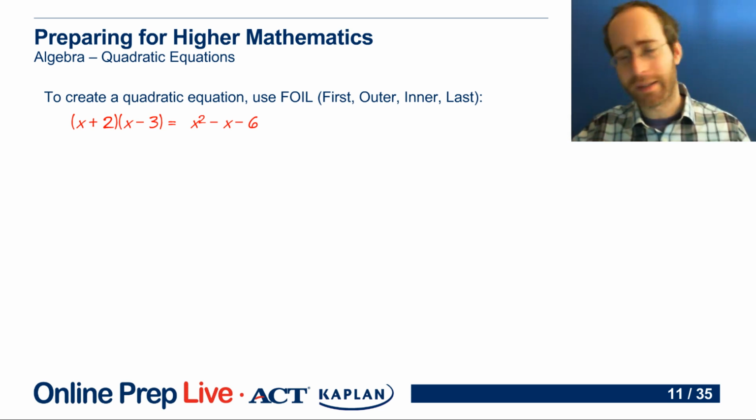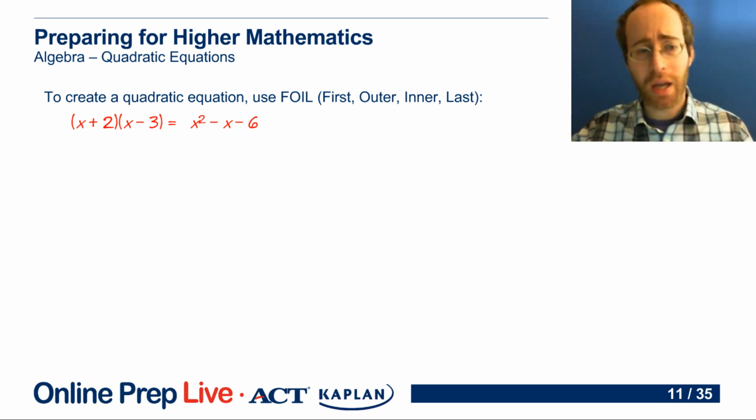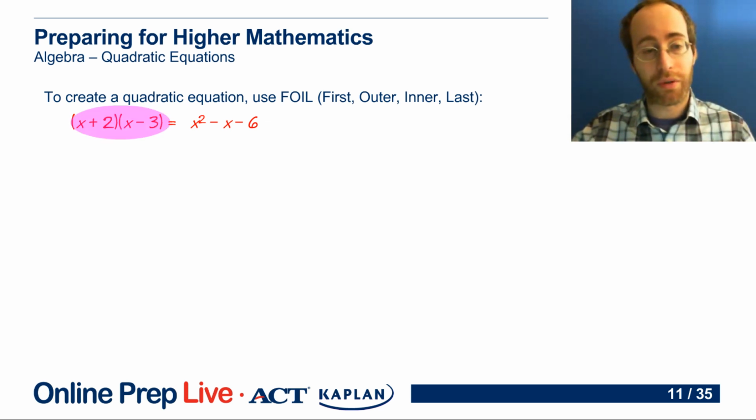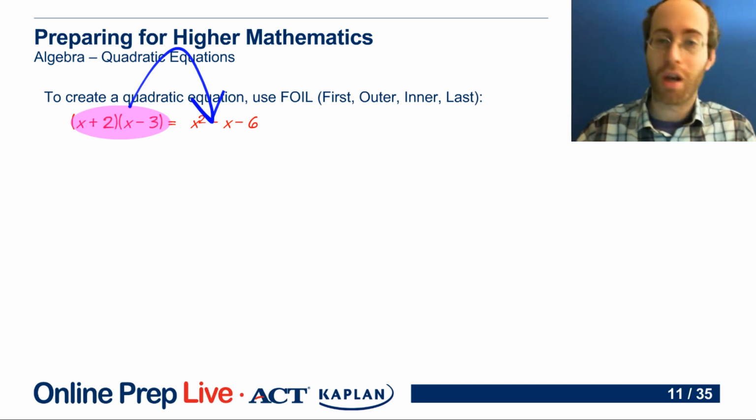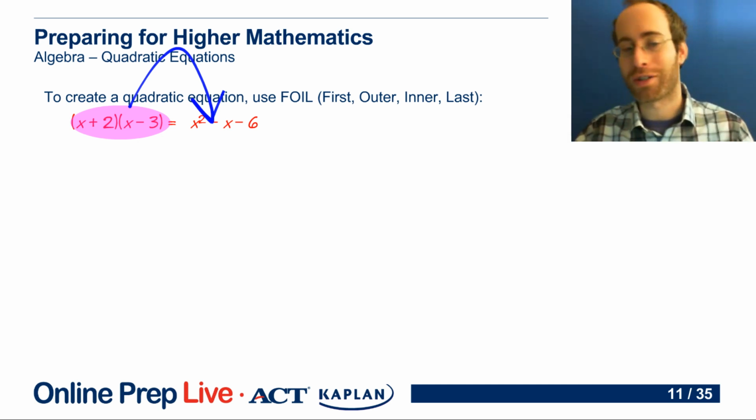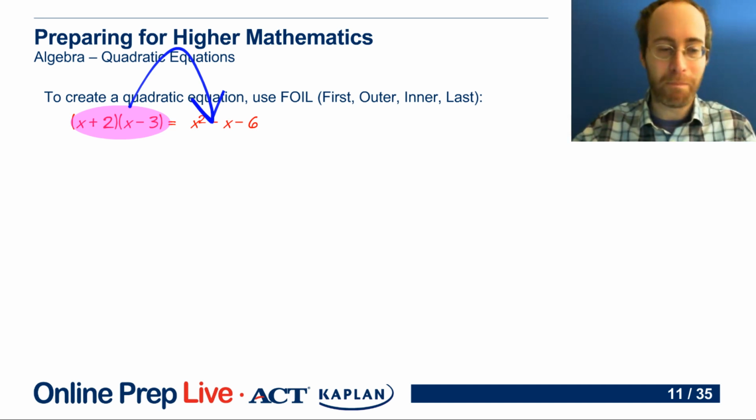And you're definitely going to see at least a few questions on the ACT in which it's important for you to go from the left to the right using FOIL. That might not be the whole question, but it's likely to be part of the process of getting to the answer. You're also likely to see some questions where you have to go backwards.